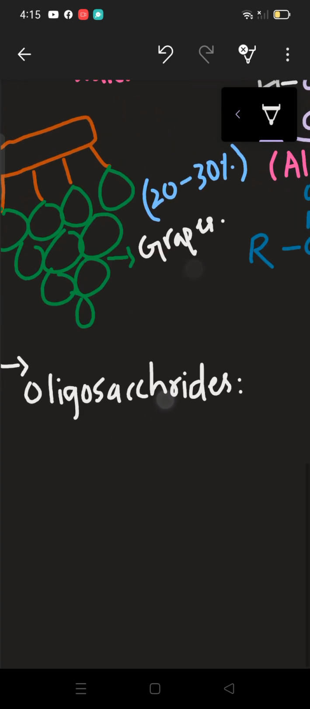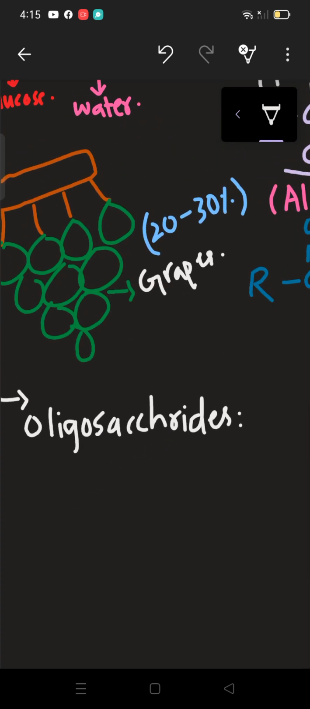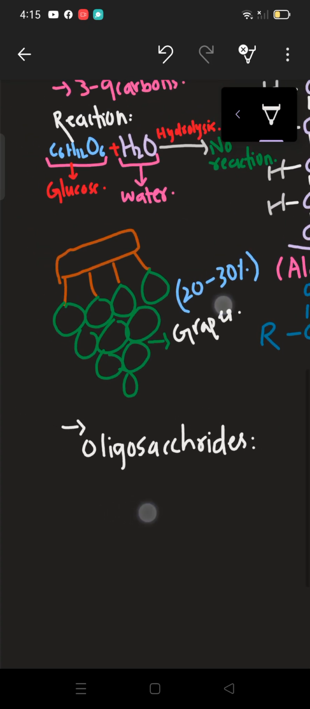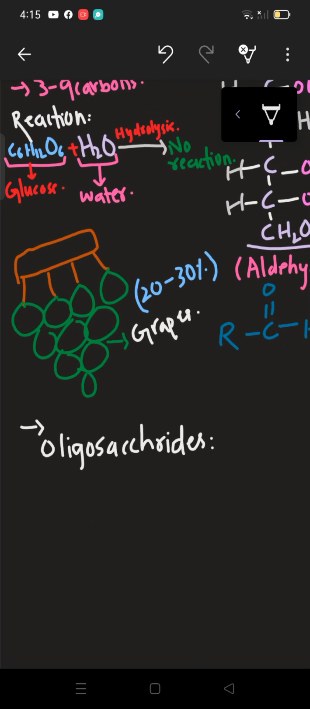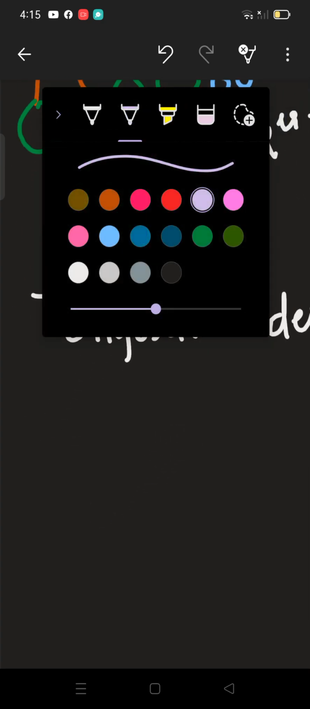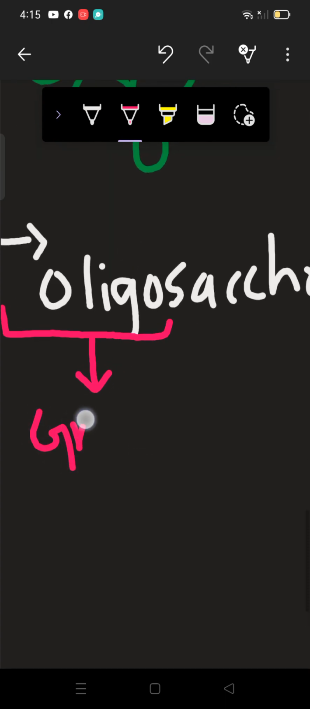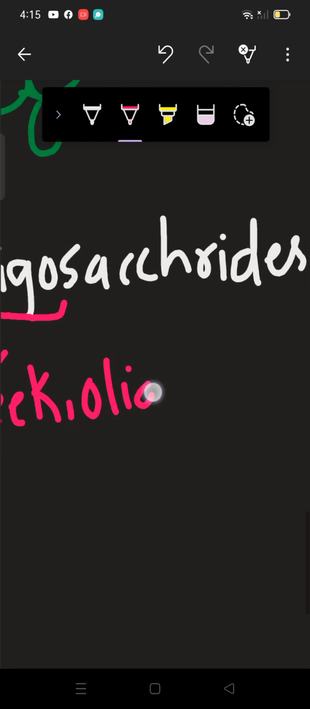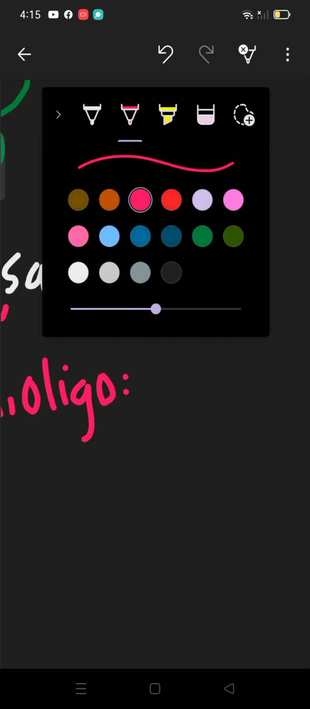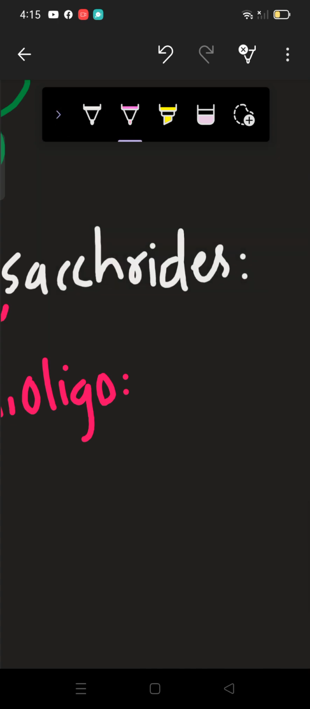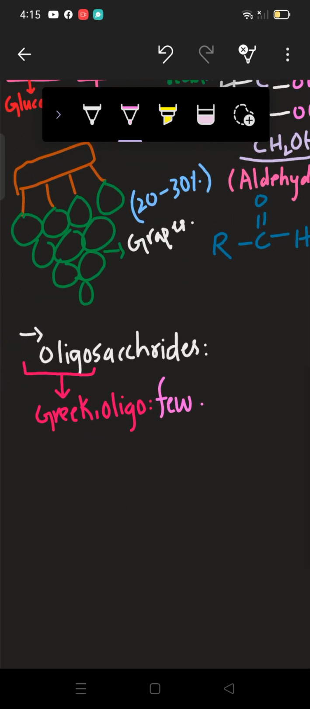Before going towards the oligosaccharides, we should look at the term first. What is oligosaccharide? As I told you, mono was only used for the single one, but here oligo is also a Greek word, as mono was a Greek word. And oligo means few. So let me write here, it is few. So here few saccharides would be there.